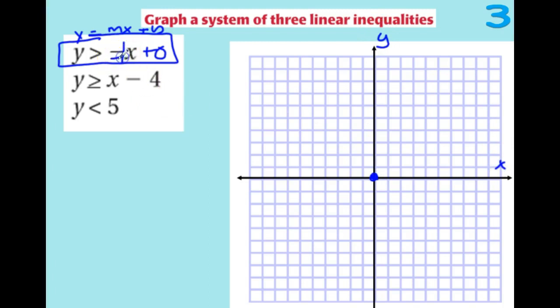So our slope is negative 1, or negative 1 over 1. So negative 1 is down, and then positive to the right. Down and right. Or up and left.